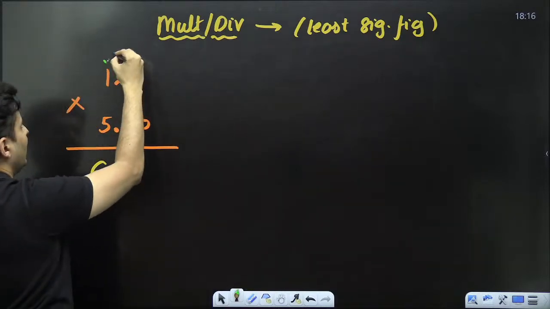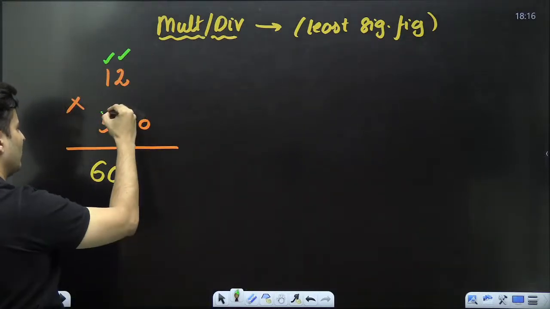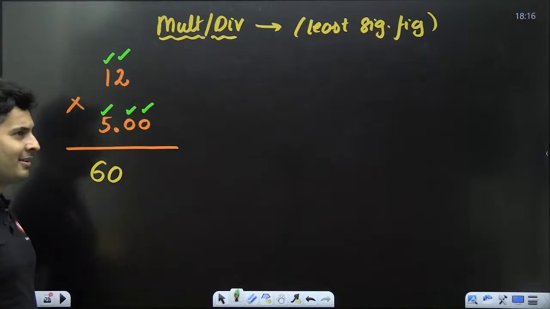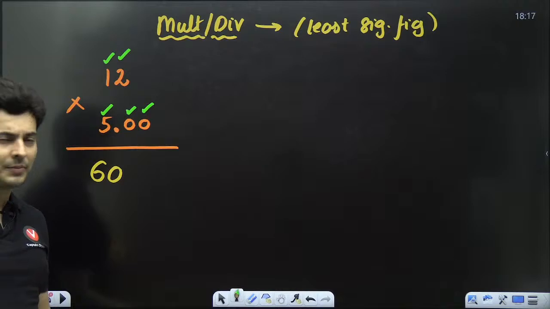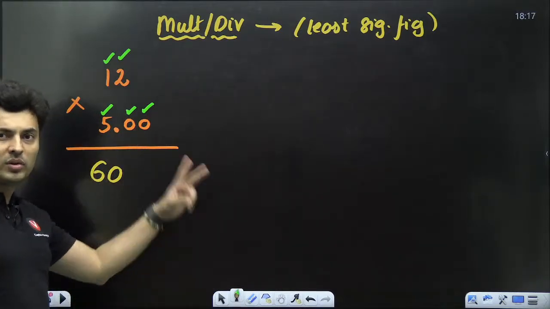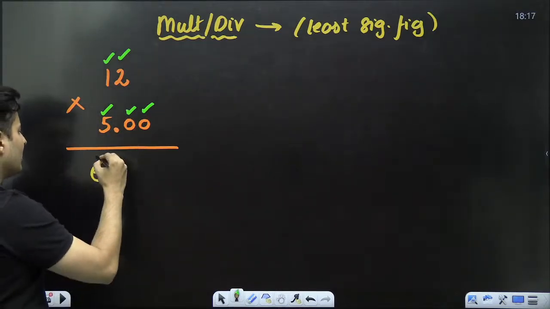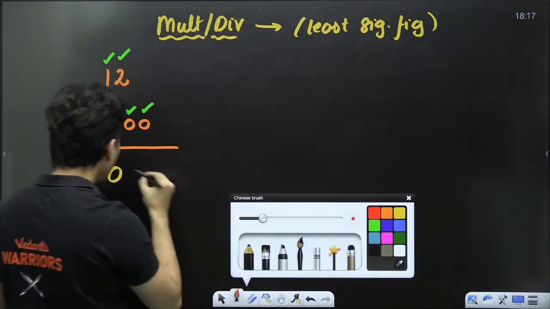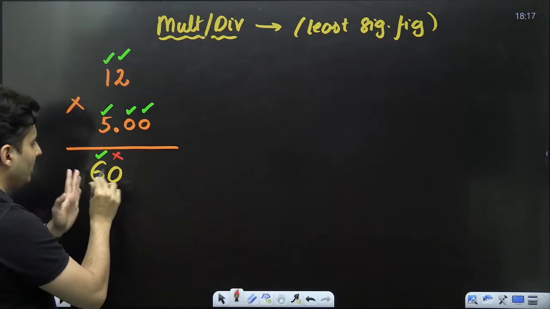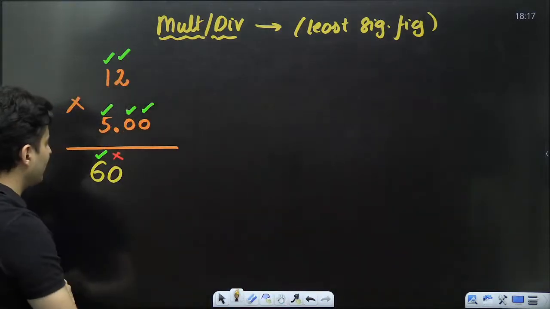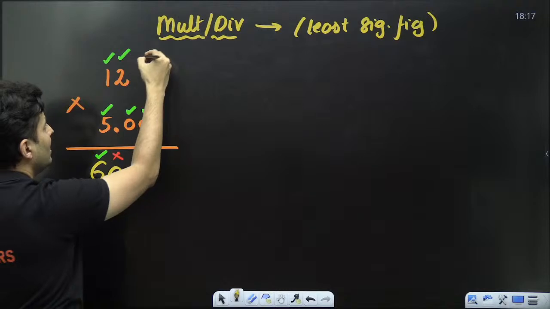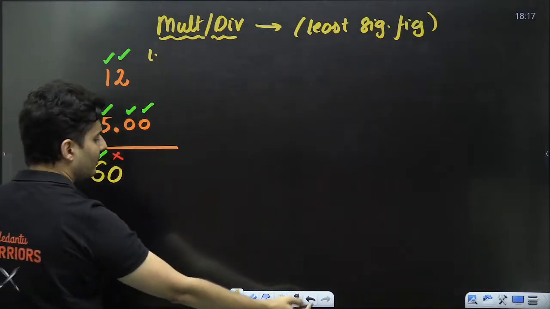If you notice, there are two significant figures here. If you notice, there are three significant figures here. So my final answer should only have two significant figures. In 60, this is only significant. This is not significant. So I don't think this must be the correct answer. How do I write it with two significant figures? Remember, that is the least amount of significant figures here.